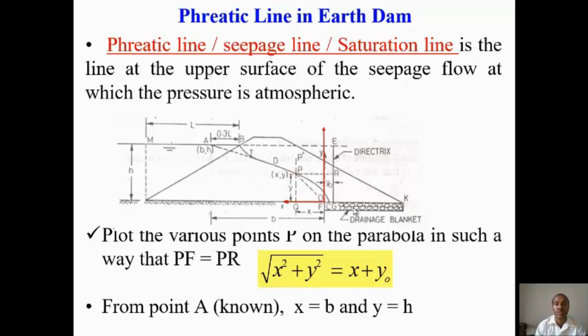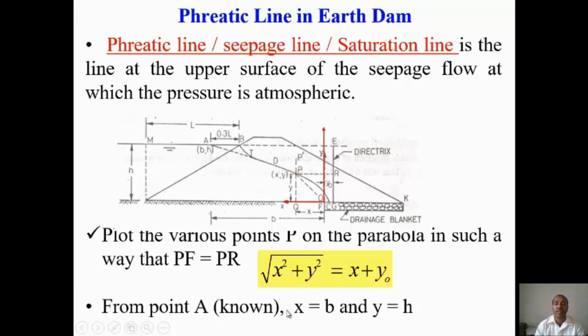The distance from the focus to any point on the parabola curve must be equal to the distance from that point to the directrix, which is PR. So PF is equal to PR. Using that, you plot various points and then finally you can calculate. Point A is known, which is 0.3 L, because the upstream slope and downstream slope of the embankment dam are known. So you know this point.